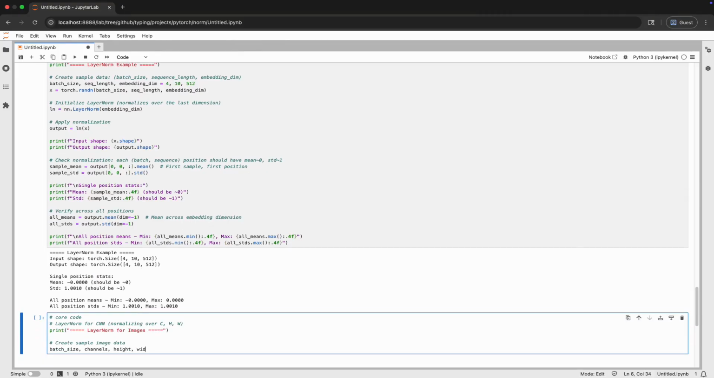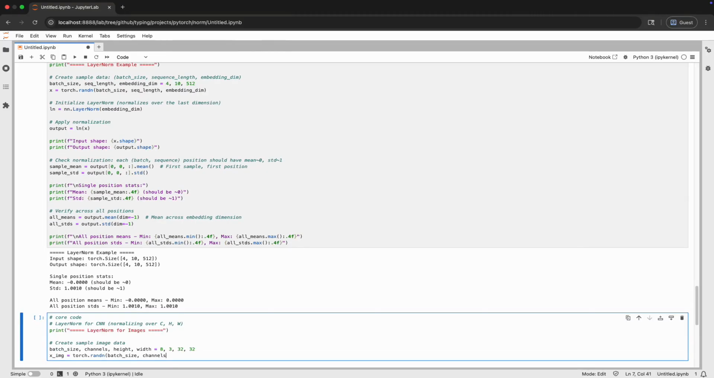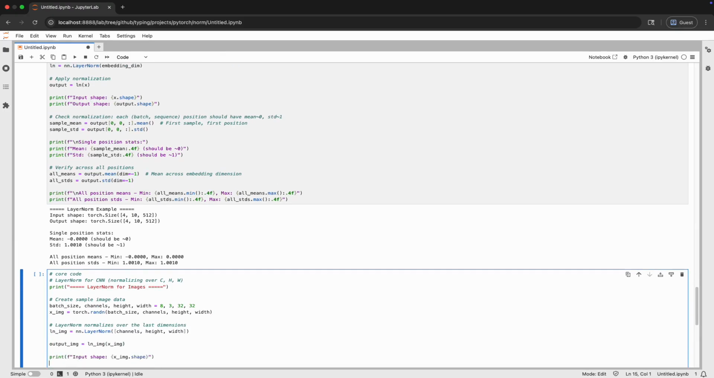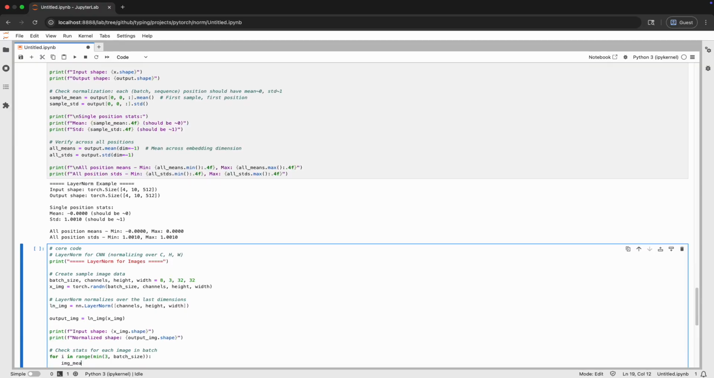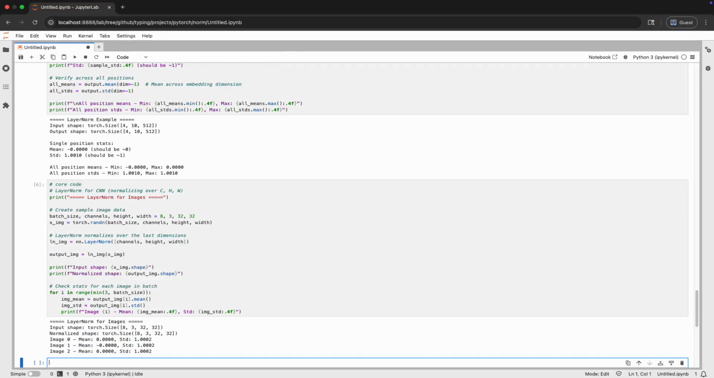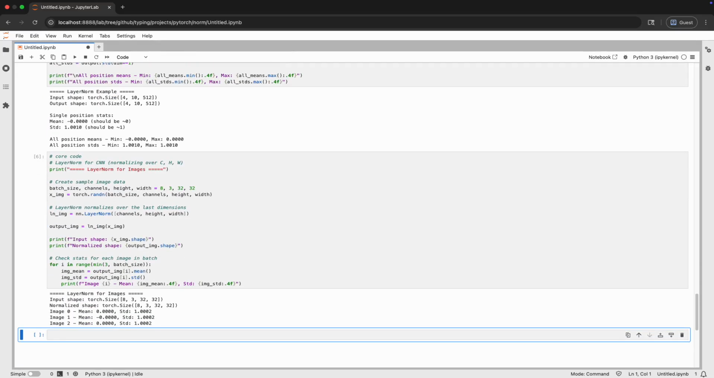LayerNorm can also be used with images, though it's less common than in sequence models. Here we're normalizing over the channels, height, and width dimensions for each image in the batch independently. As expected, each image in the batch is normalized independently. Every image now has 0 mean and unit standard deviation across all its pixels and channels. This batch independence is a key advantage of LayerNorm.